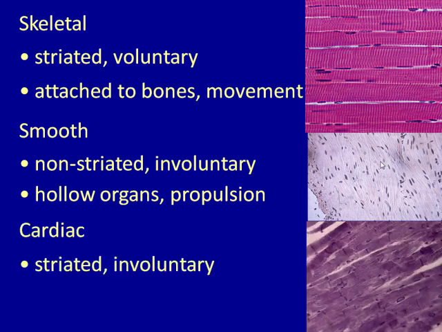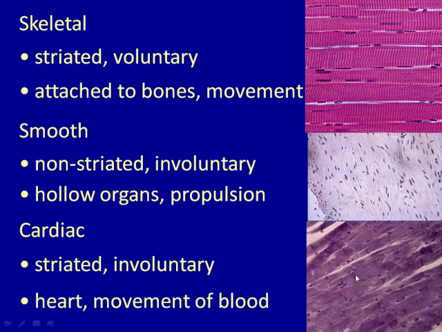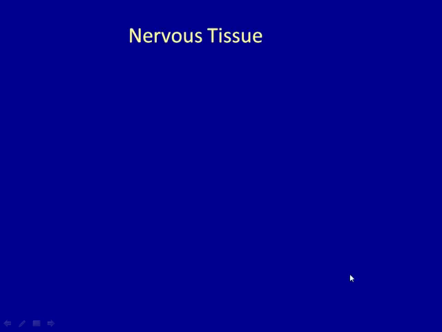And cardiac muscle is striated, but it's involuntary. The striations are a little more faint here. These heavier lines you're seeing are special cell junctions that hold the cardiac muscle tissue together. But this muscle tissue is involuntary. You can't control this one. This one is found in the heart, and of course when the heart beats, you have movement of blood.